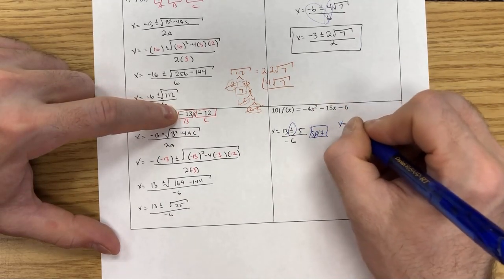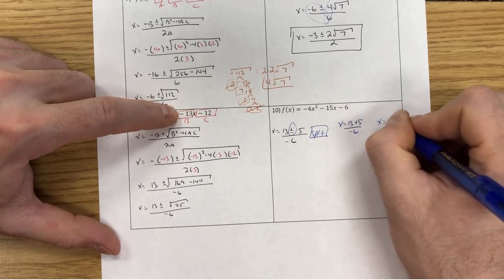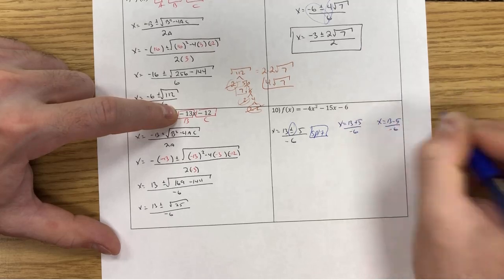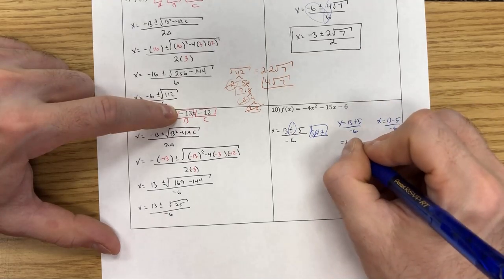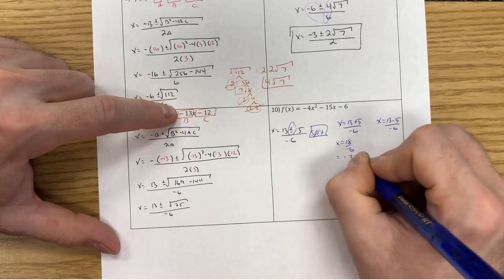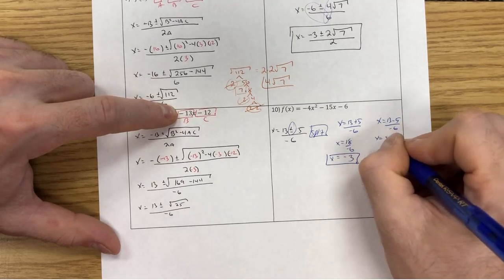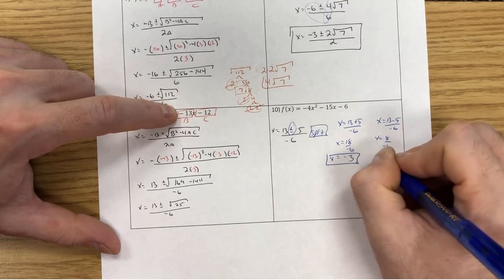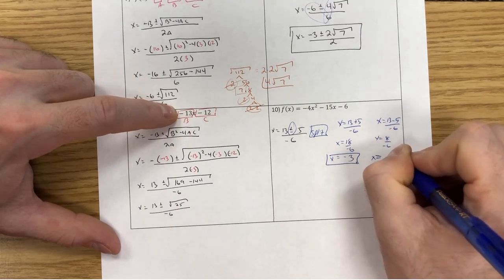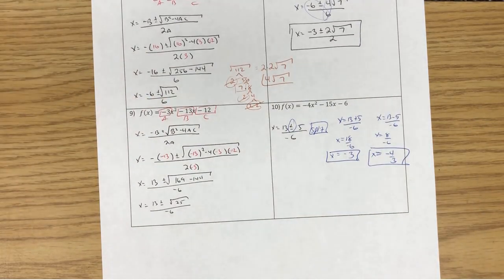So I have an x equals 13 plus 5 over negative 6. X equals 13 minus 5 all over negative 6, which gives me 18, which is negative 3. And negative 4/3. There we go.